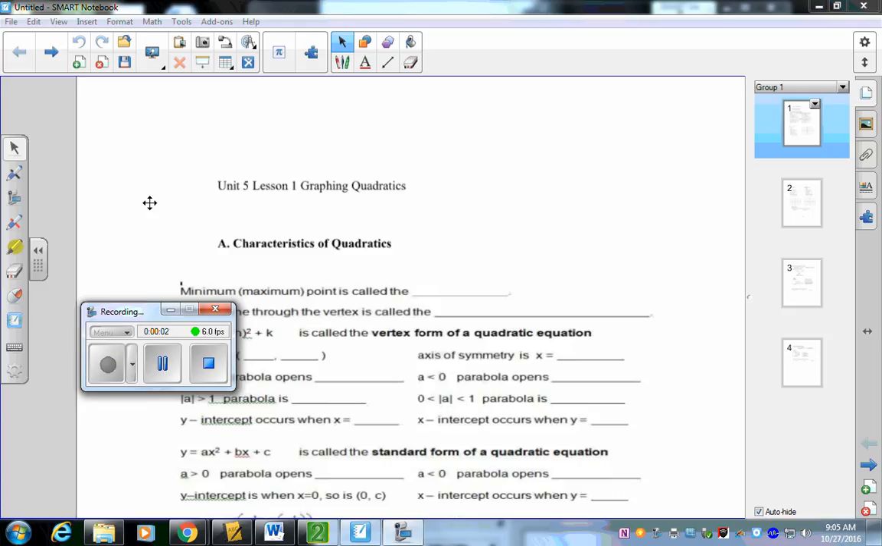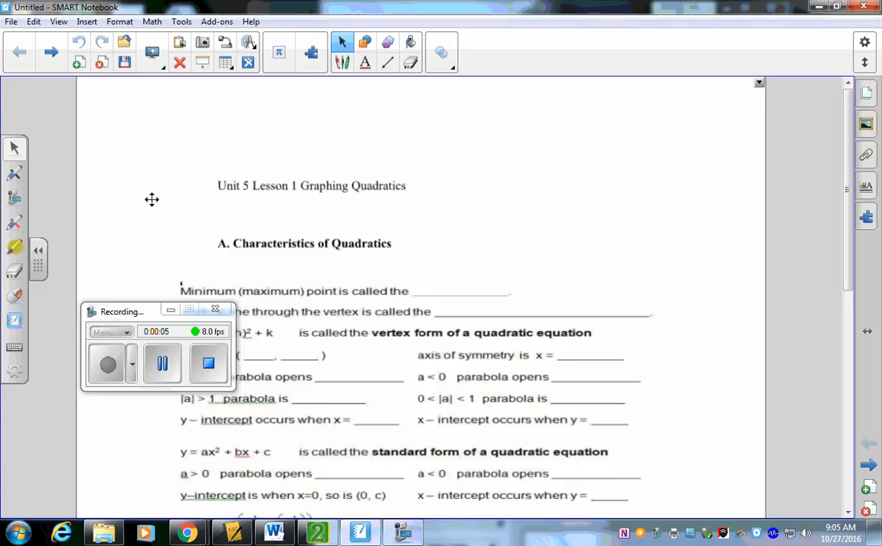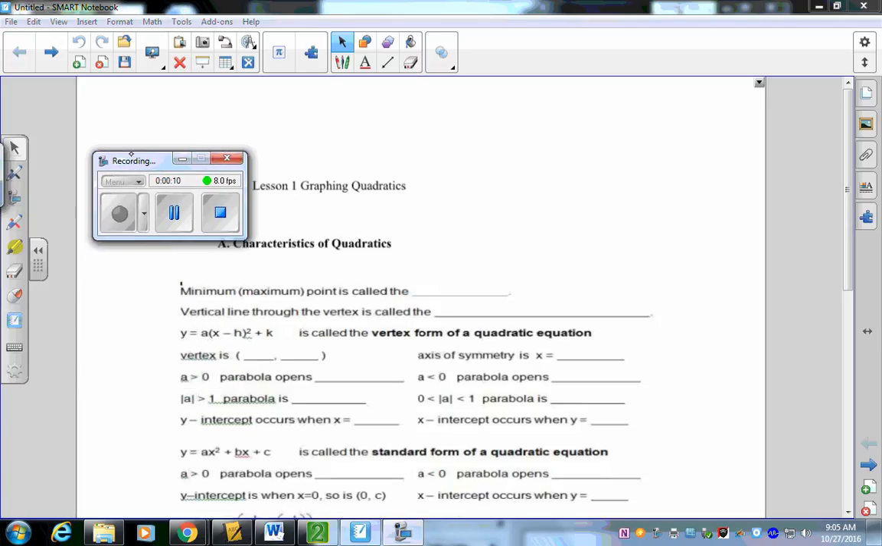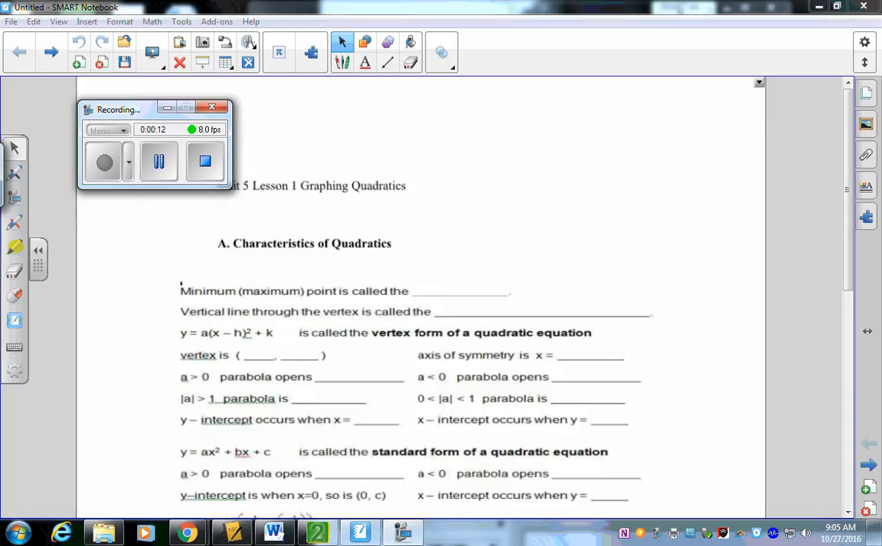This is Unit 5, Lesson 1, Graphing Quadratics. All right, so we're just going to start off by reviewing some of the basic terminology that we've talked about this year and that you've also seen in the past.